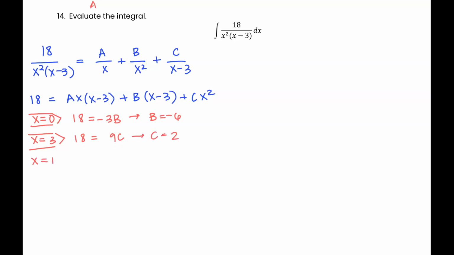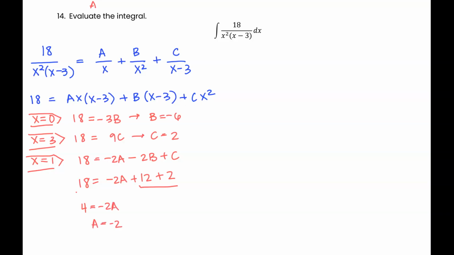And then we'll go ahead and just use 1 as another smart number to use in a strategic substitution. We have 18 is equal to negative 2A minus 2B plus C. And we happen to know the other two pieces, negative 2A plus 12 plus 2 is 18. So I have 14 here that I can subtract off from both sides. We have 4 is equal to negative 2A, or A is equal to negative 2.